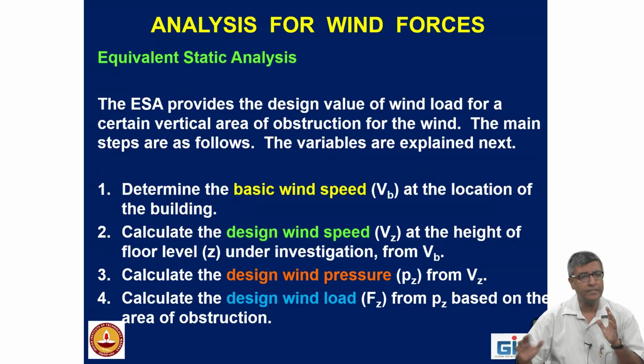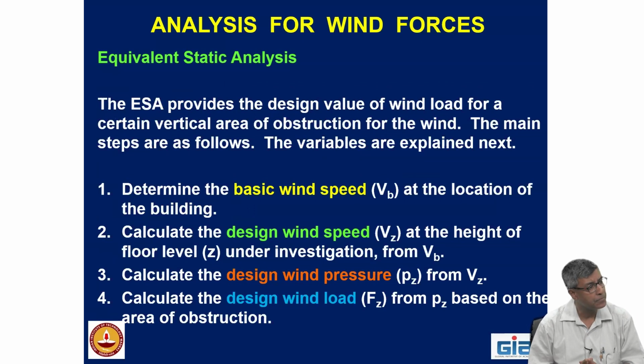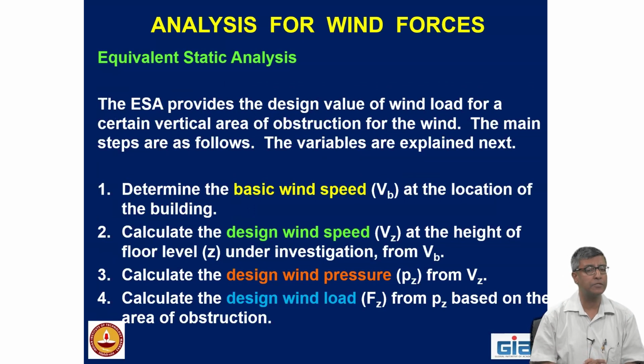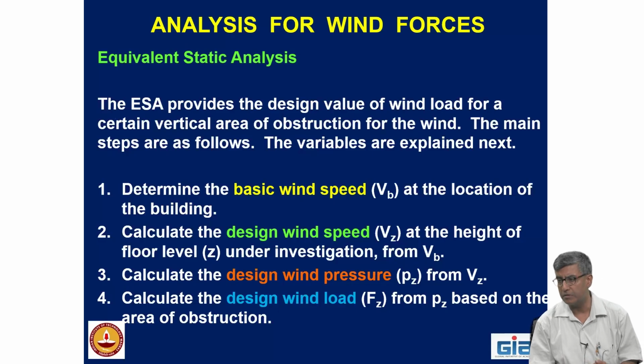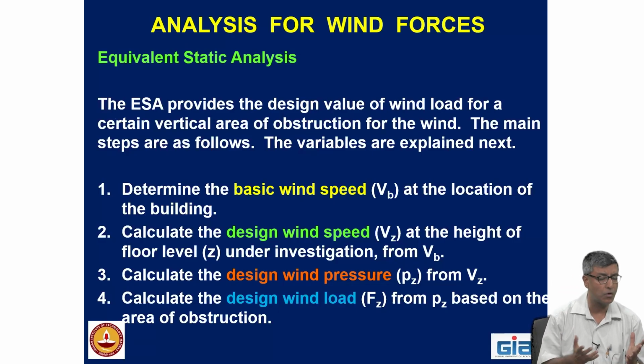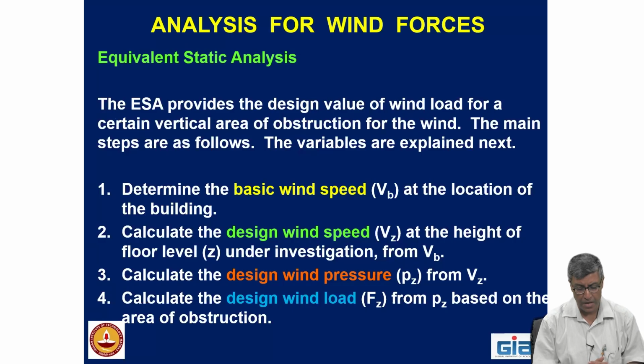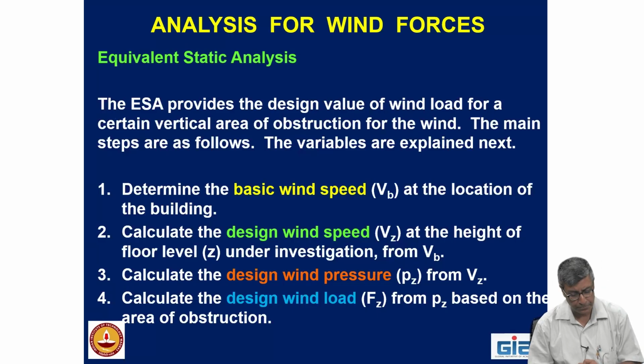Now, what are the steps? Let's just have an overall idea. Since the wind load depends on where the building is located, first we need to get basic meteorological data, which for engineering purposes is the basic wind speed at a certain location. It can come from any direction. We are not worried about the direction.